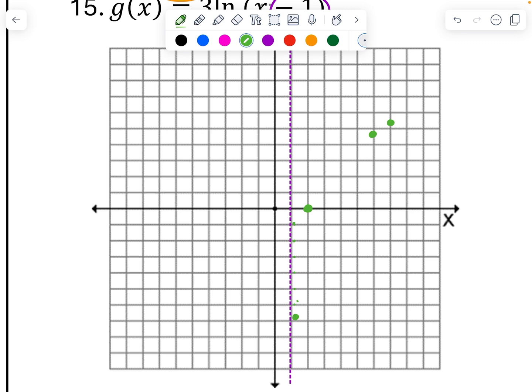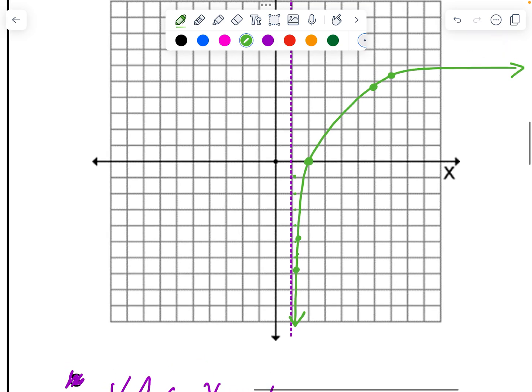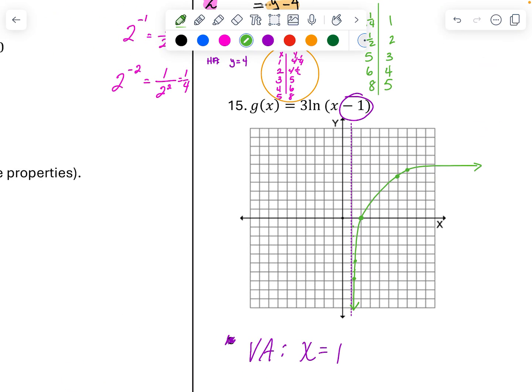So 1, 2, 3, 4, so about right there. And then it keeps doing this. It does this. There you go. And that would be that.